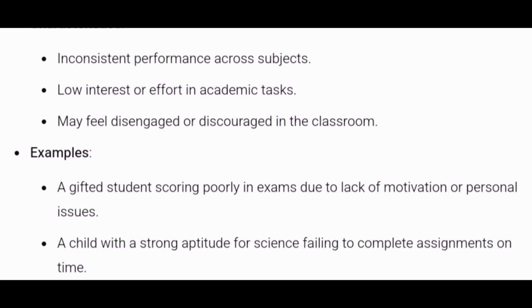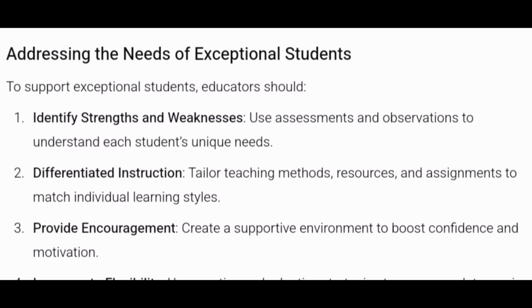Examples: a gifted student scoring poorly in exams due to lack of motivation or personal issues. See, this is already what I explained to you. A child with a strong aptitude for science failing to complete assignments on time. So these are also things which come up when the children are not so serious in spite of having the potential to do it in the best way, right? As teachers, how are we going to address this issue? To support exceptional students, educators should, in order to support these children who are creative, who are talented, who are underachievers, who are slow learners, what can we do?